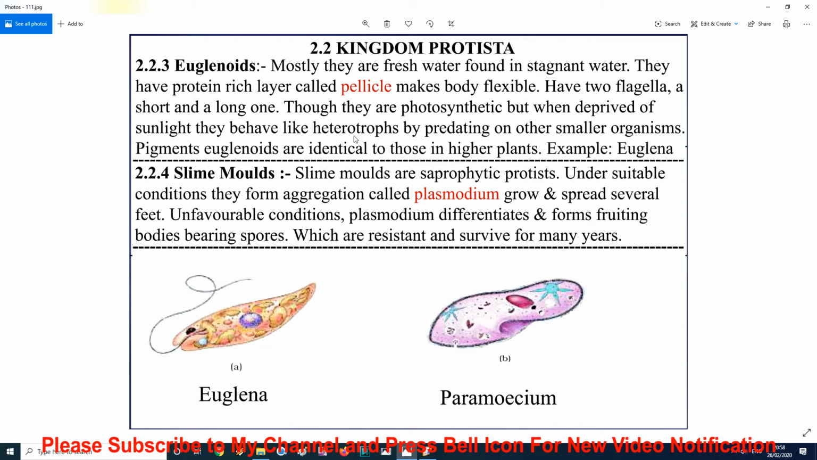Protista also has one type that in the daytime behaves as photosynthetic in the presence of sunlight, but when there is no sunlight, it behaves as non-photosynthetic, meaning it becomes heterotrophic. Pigments of euglenoids are identical to those in higher plants, for example Euglena, like chlorophyll pigment, etc.